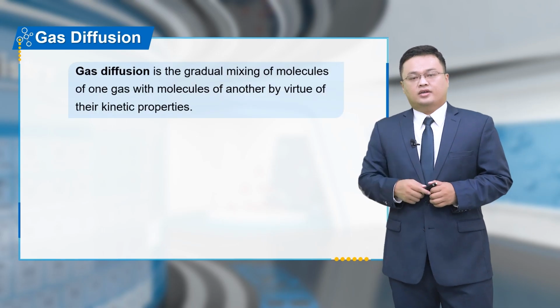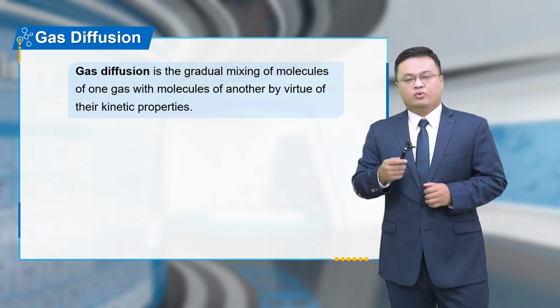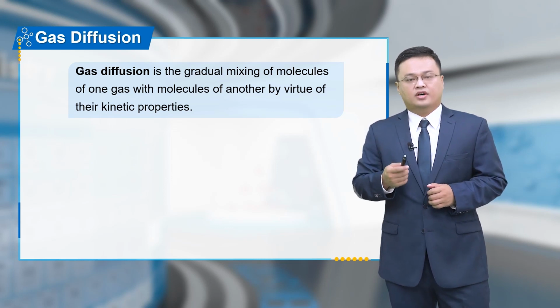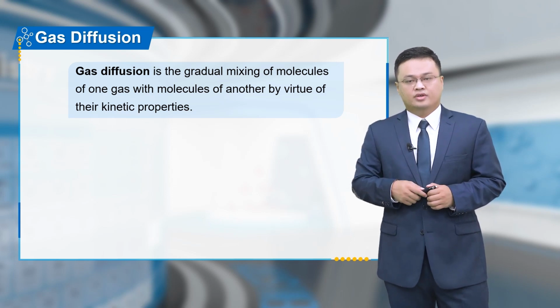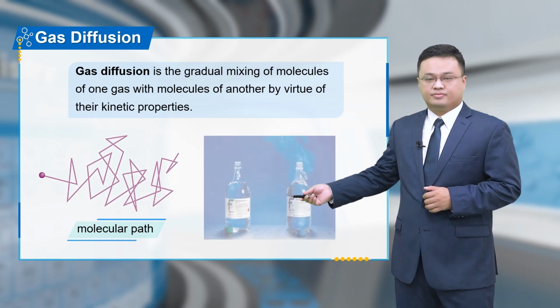The last part of this chapter is gas diffusion. Gas diffusion is a gradual mixing of molecules of one gas with molecules of another by virtue of their kinetic properties. The higher the molar mass, the slower it travels. Let's look at this picture.